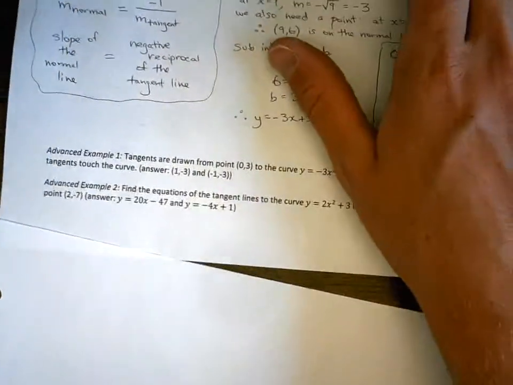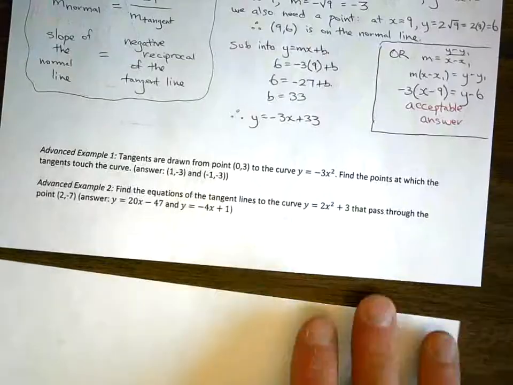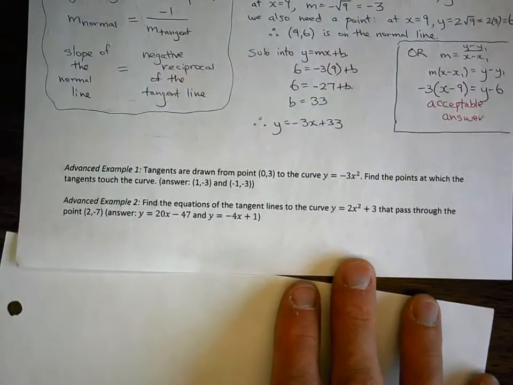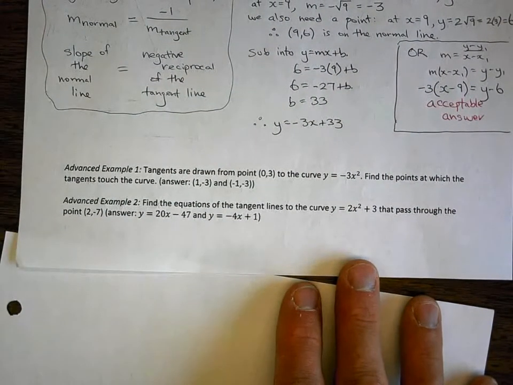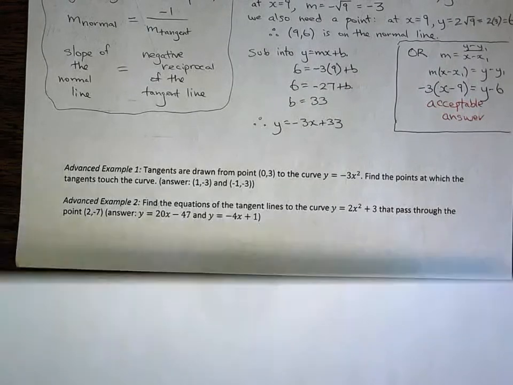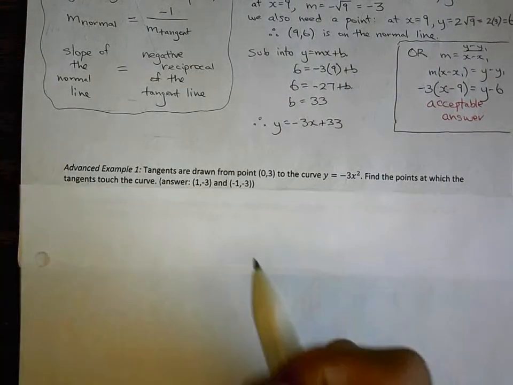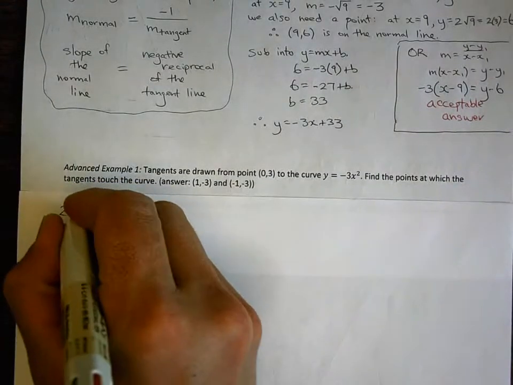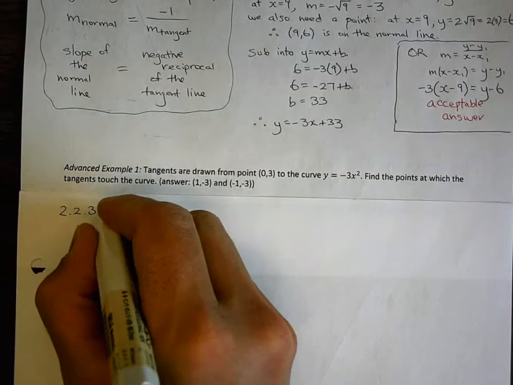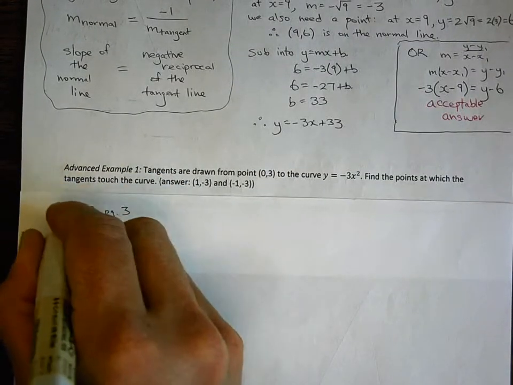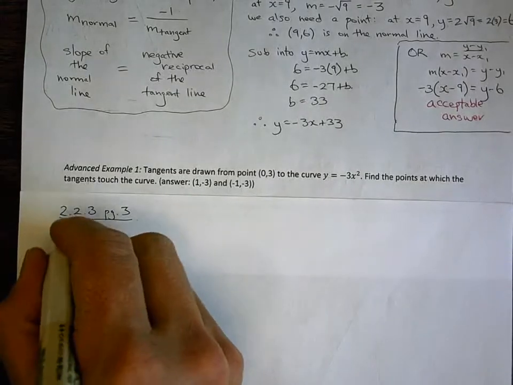So, tangents are drawn from point (0, 3) to the curve y equals negative 3x squared. Find the points at which the tangents touch the curve. Oh, I've given you the answers. Oh, we don't have to do it then. Okay, this is 2.2.3, page 3. Advanced example.